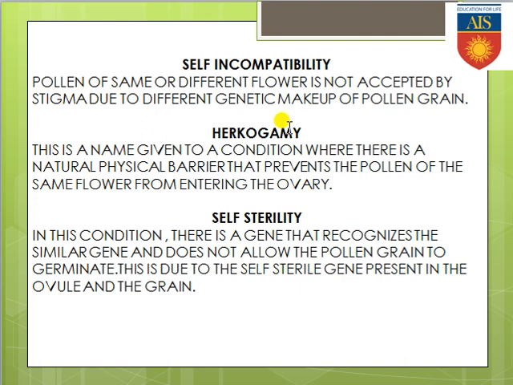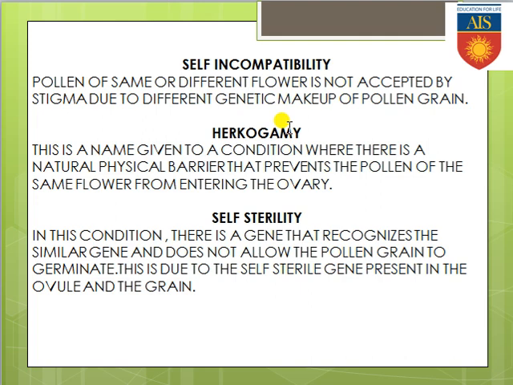Herkogamy, what is that? This is a name given to a condition where there is a natural physical barrier that prevents the pollen of the same flower from entering into the ovary. Herkogamy is also a natural barrier, obviously a physical barrier, which can be found between the androecium and gynoecium, so that from the anther the pollen grain can't reach the stigma of the female part, and it is always happening in the same flower. So automatically herkogamy is resisting self-pollination and encouraging cross-pollination.